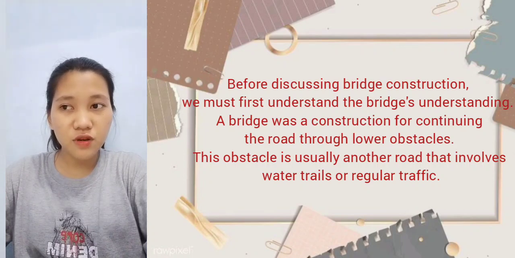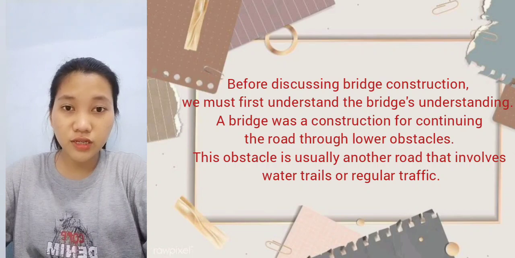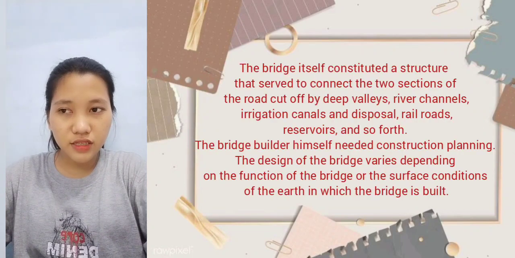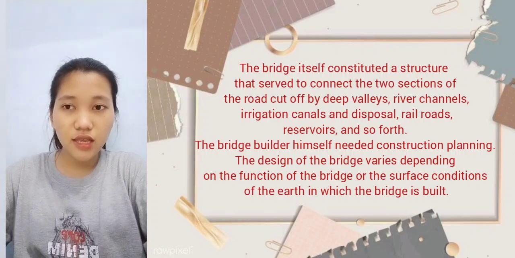A bridge is a construction for continuing a route through lower obstacles. This obstacle is usually another route that involves water, trails, or regular traffic. The bridge itself is a structure that serves to connect two sections of a route cut off by deep valleys, river channels, irrigation canals, railroads, reservoirs, and so forth.